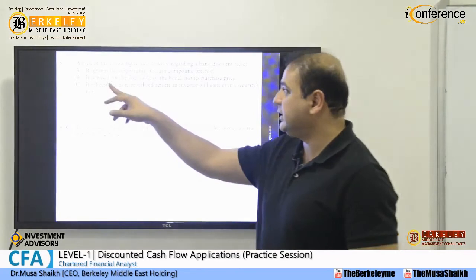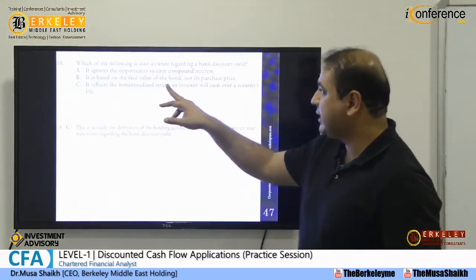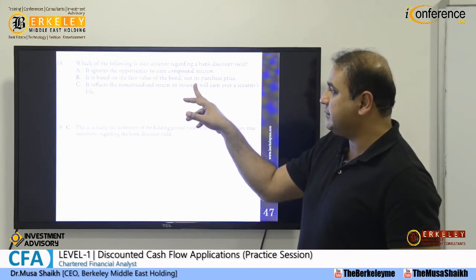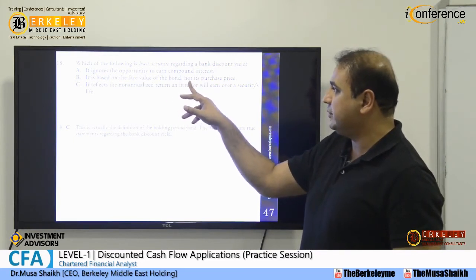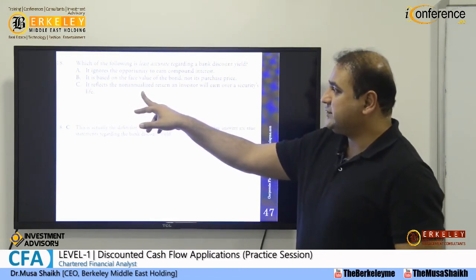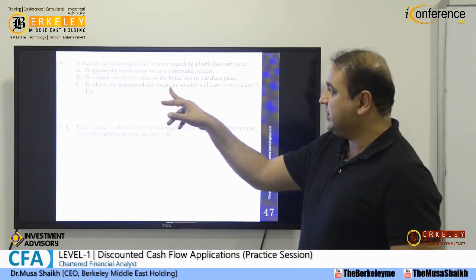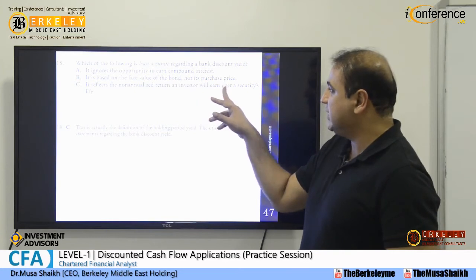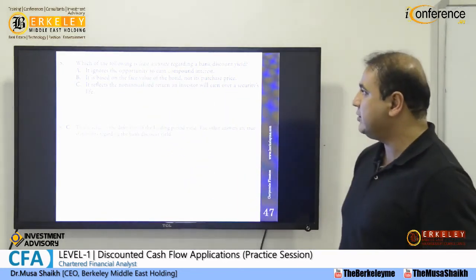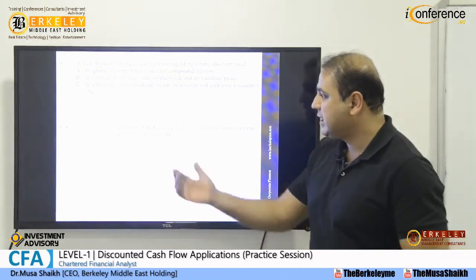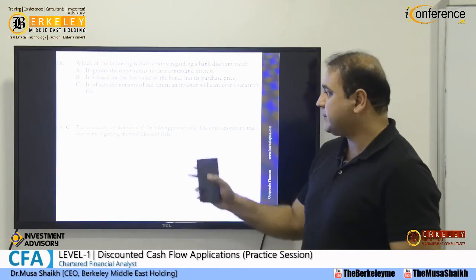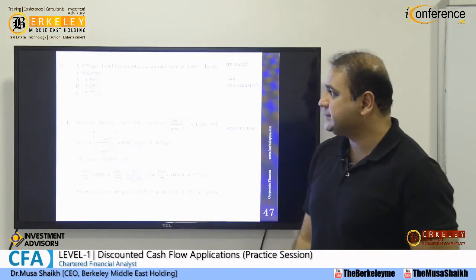Which of the following is least accurate regarding a bank discount yield? The first option, it ignores the opportunity to earn compound interest. B is it is based on face value of the bond, not its purchase value, which is true. C option is it reflects the non-annualized return an investor will earn over a security life, which is least accurate about bank discount yield. It's actually the definition of the holding period yield.